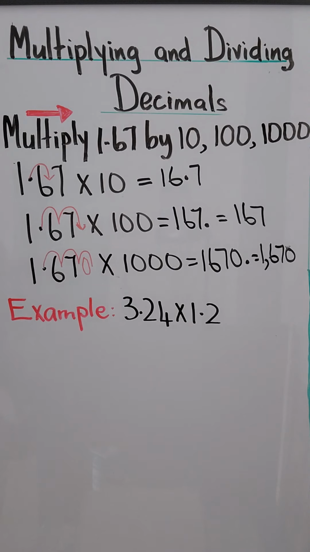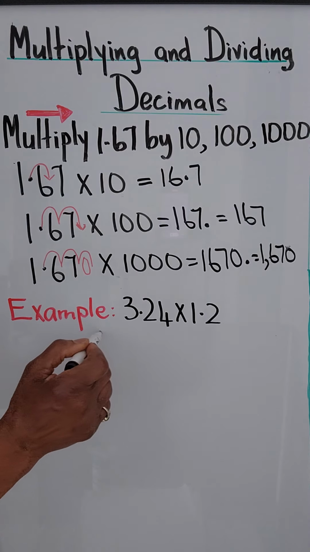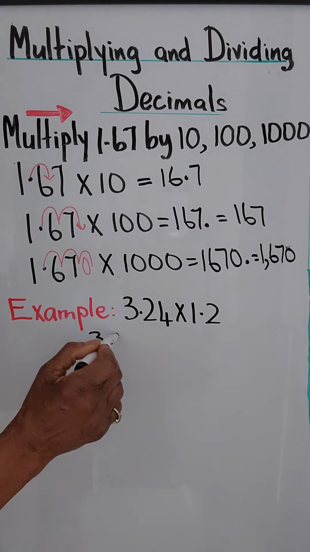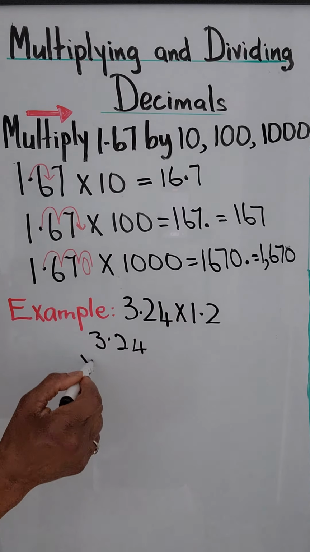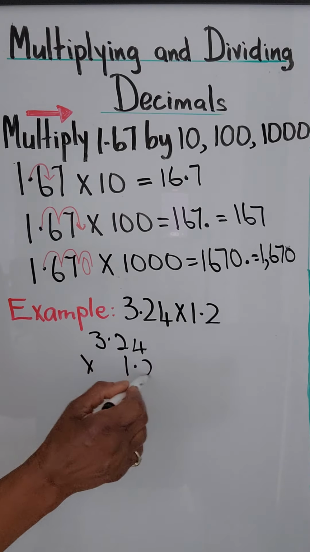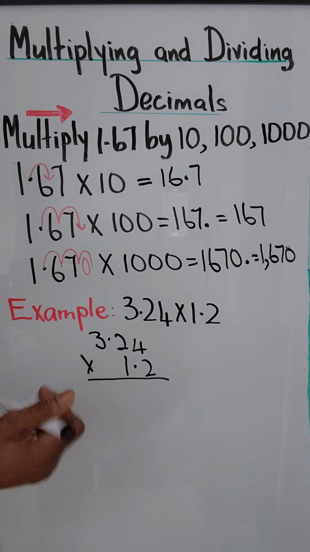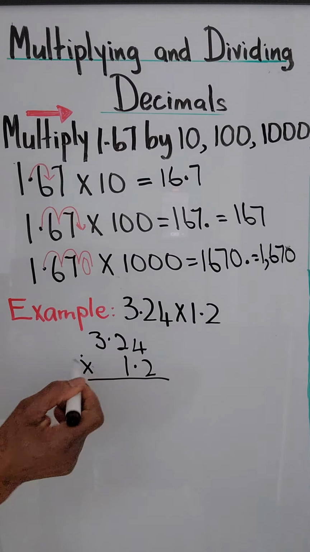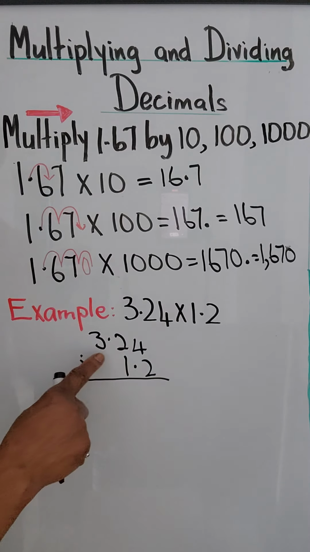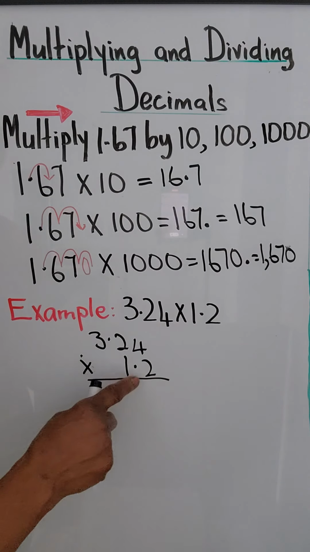Multiplying a decimal by a decimal. 3.24 times 1.2. So as we said previously, when we were adding and subtracting with decimals, we write the numbers in a column. 3.24 multiplied by 1.2. This could also be written as 324 times 12.